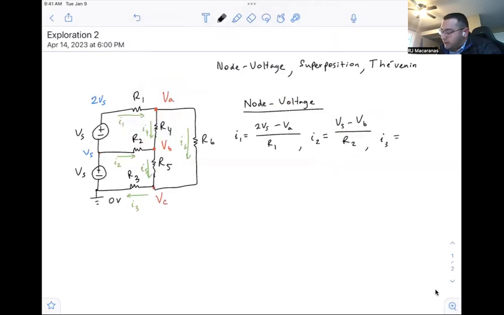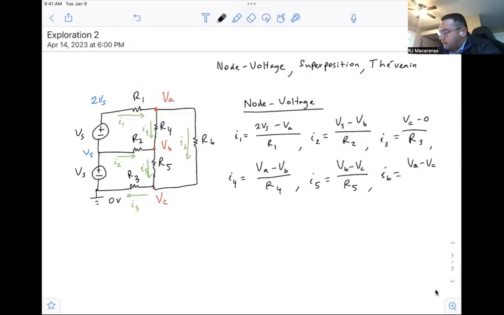So I3 is going to be down here, so we're going from VC minus 0, minus ground, over R3. Then we have I4 to be VA minus VB divided by R4. We've got I5 to be VB minus VC over R5. And we've got I6 to be VA minus VC over R6.